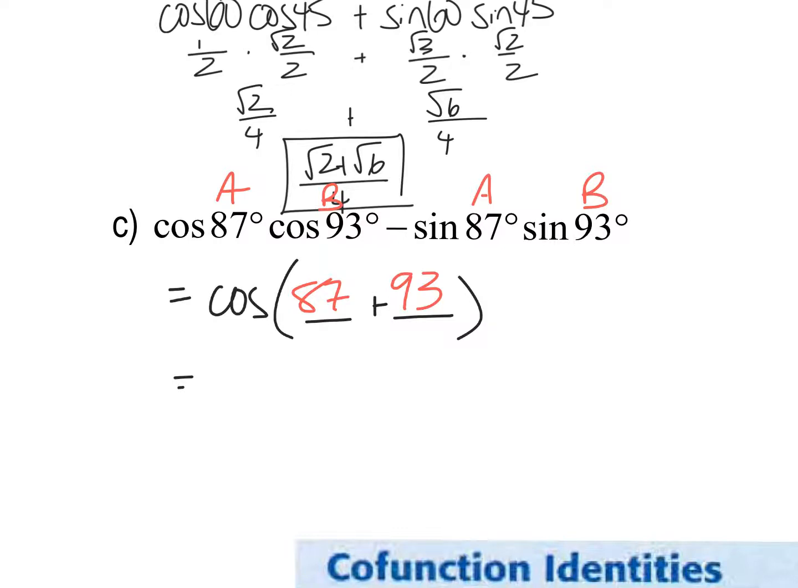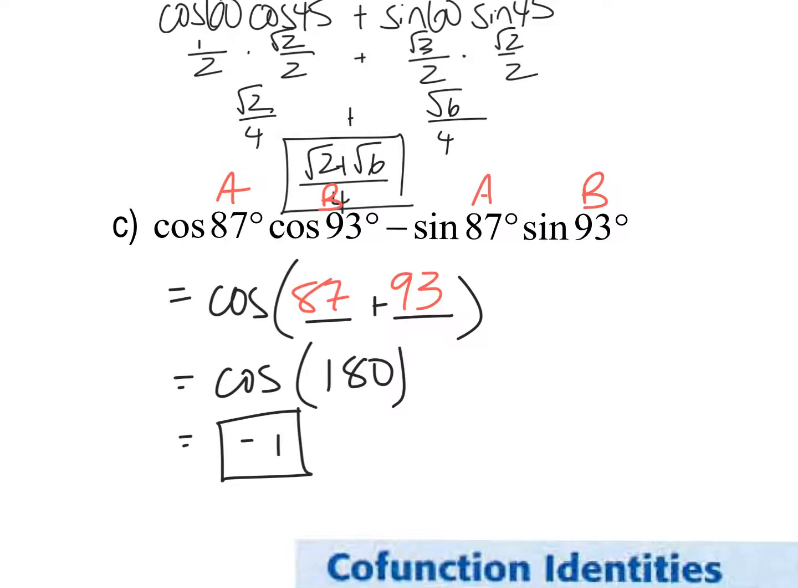So this is going to equal cosine of, when you add 87 and 93 together, that actually gives you 180. And cosine of 180 is another unit circle question. I know that the x value there is -1.